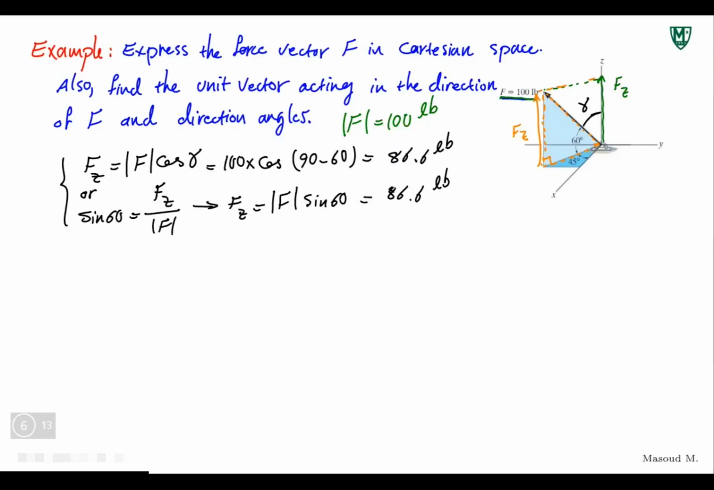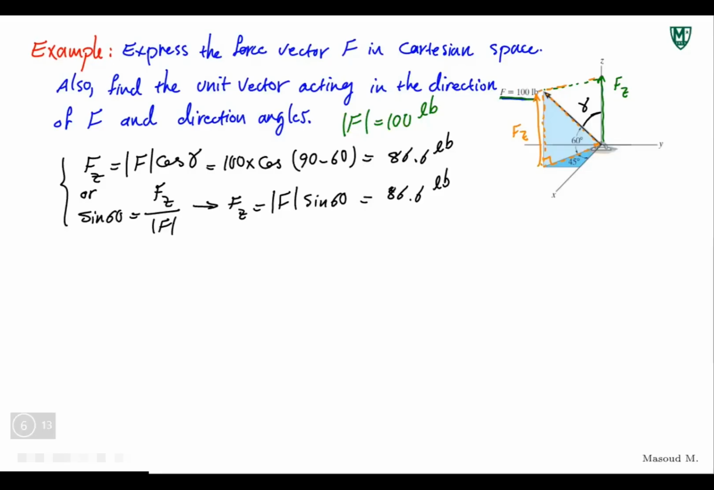What about the other ones? How do we deal with the other ones? We have to find the components along x and y to be able to represent this vector in Cartesian space. So as Connor said, we need to find the angles alpha and beta, and we don't have them. But we can use the geometry that we are given.